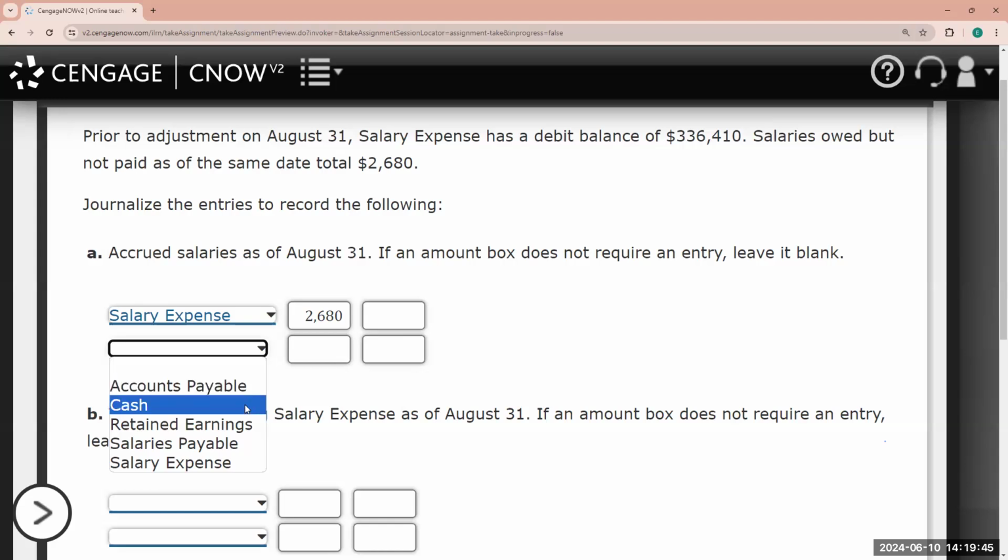We wouldn't credit our cash because they didn't pay it right away. We wouldn't credit our retained earnings because expenses are not an increase to our stockholders' equity. It's actually a decrease.